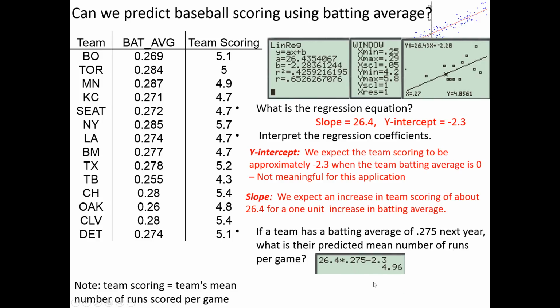If you do that, you would just substitute 0.275 in the linear equation, and you would get about 4.96. So if the team has a batting average of 0.275, we would expect the mean number of runs to be almost 5, approximately 4.96.